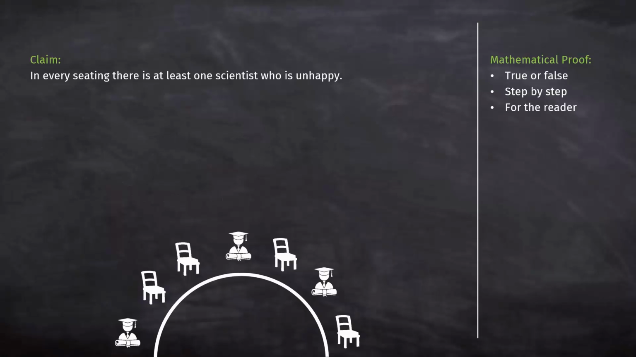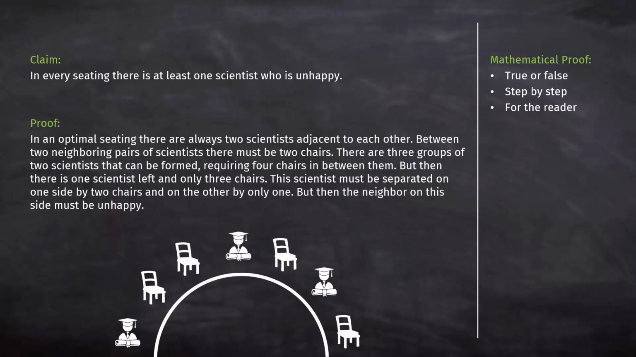But what about this proof? It's for sure already a bit more, so let me just give you the gist of it. You can read it in the meantime if you want. The idea of this proof is that it never helps to have a single empty chair between two scientists.